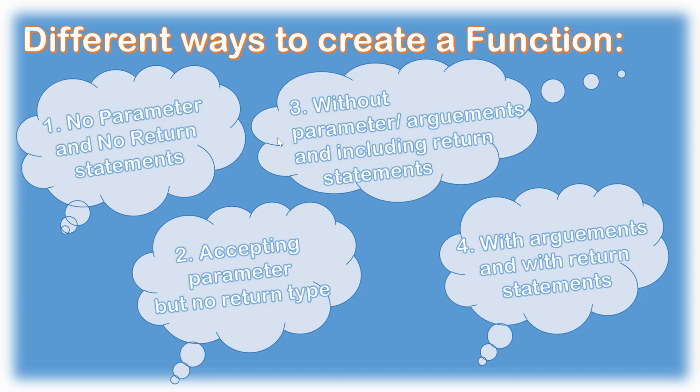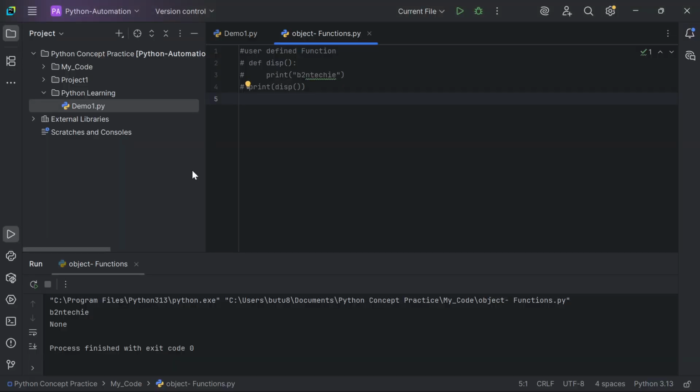Next topic is there are different ways to create a function or method. What are these? So first one is no parameter and no return statement. Okay. So there are 4 ways to create a function or method. Now we'll see some examples for the different ways.